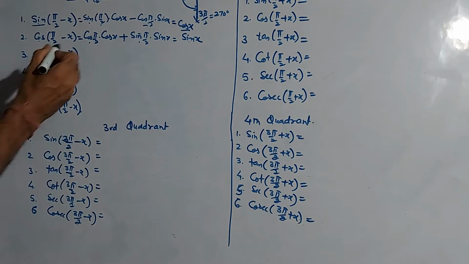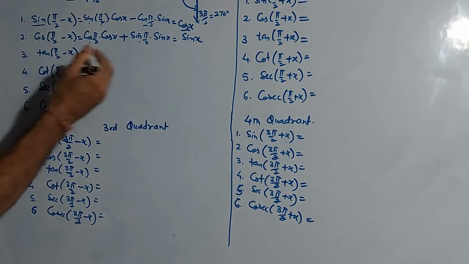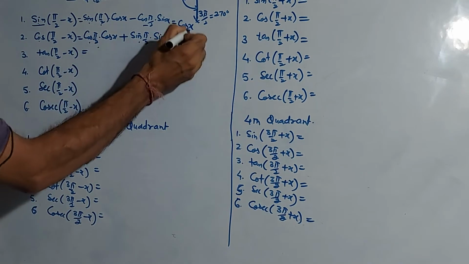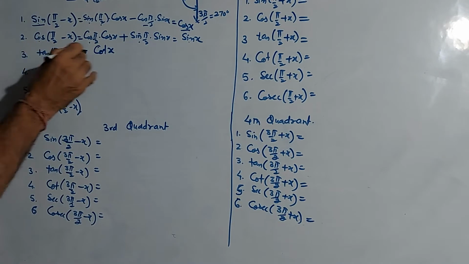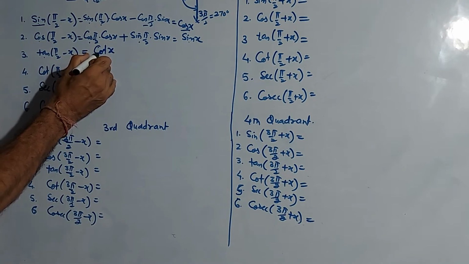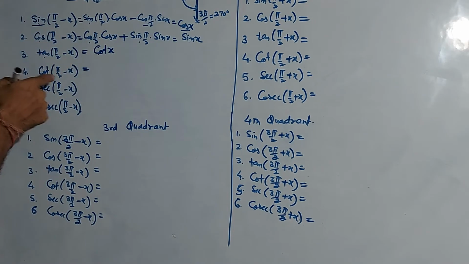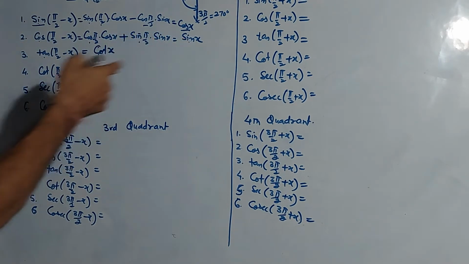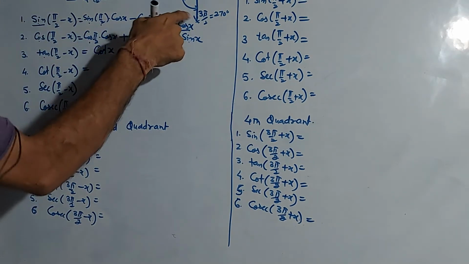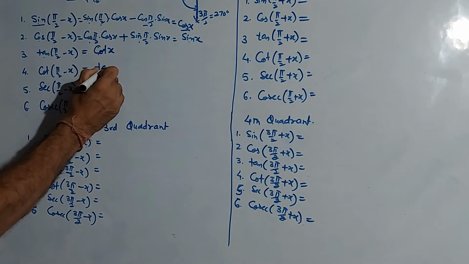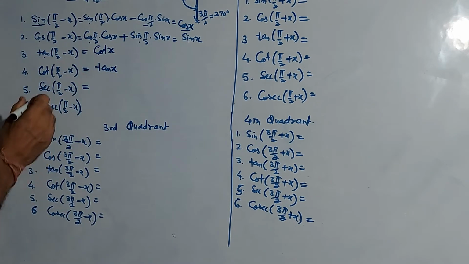Now because of this, tan of pi by 2 minus x is sine upon cos, so the value will be cos x upon sine x, meaning cot x. So the tan value in the first quadrant is again positive, and tan changes to cot x. Cot x is the reciprocal, so this is again cos upon sine, which becomes sine upon cos, equal to tan x. So cot is changing to tan x.